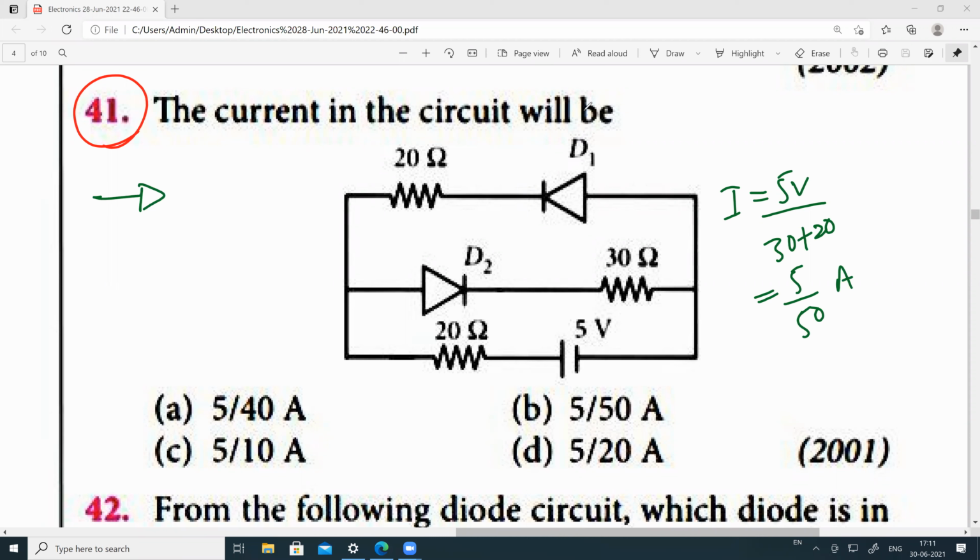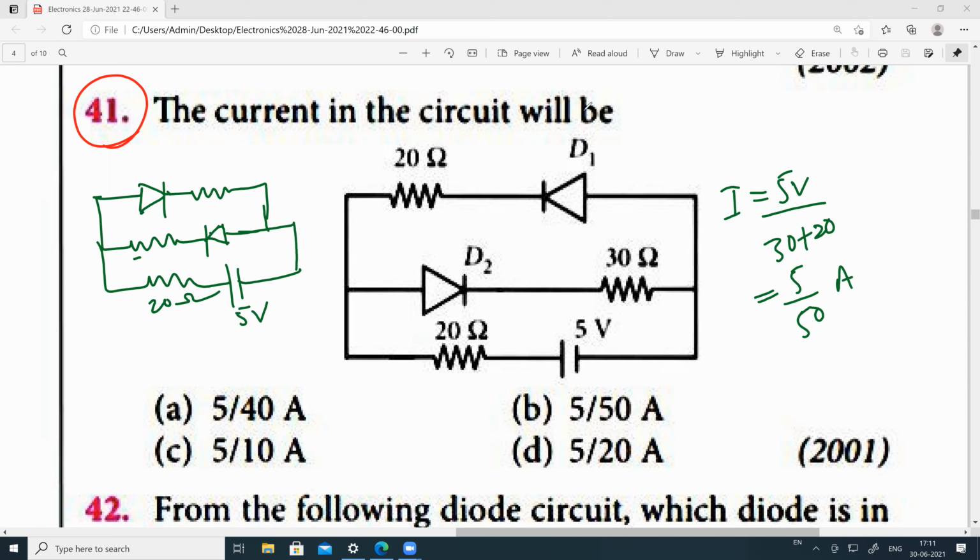So this is the diode, and this is the 30 ohm resistance. And this is diode 2, and here 5 volt it is. This is 20 ohm and this is 30 ohm. So this is the diode D1, and this is 20 ohm, and this is diode D2. So here we got 5 by 50. The right option is this one.